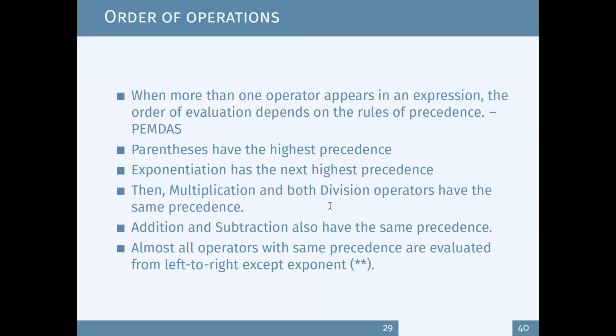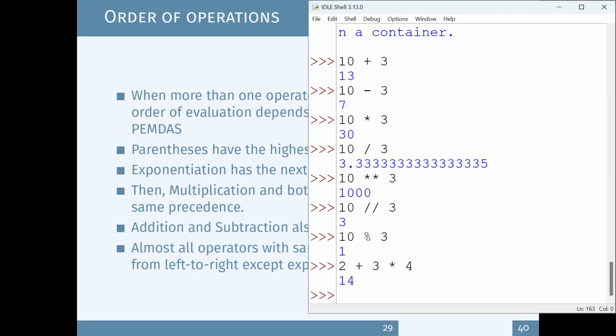So when you are writing expressions, you have to think about the order of operations. It's very similar to mathematics. You go with parentheses, the highest precedence, then exponentiation, which means the power, then multiplication and division, which are the same. It doesn't matter which comes first. So for example, 2 into 3 into 4. It doesn't matter which order we are going to use.